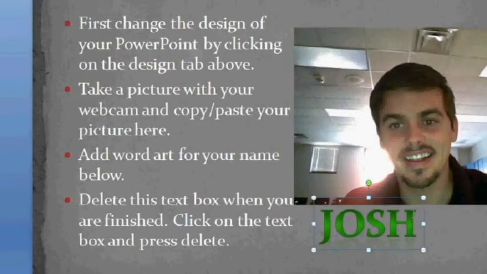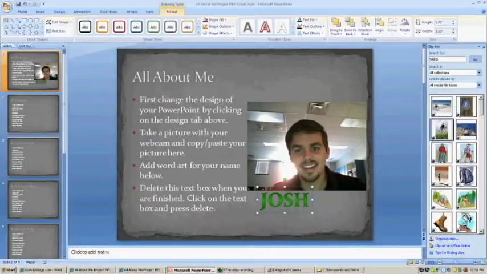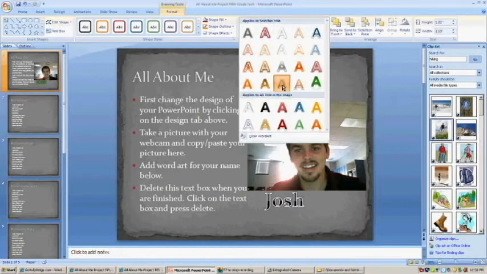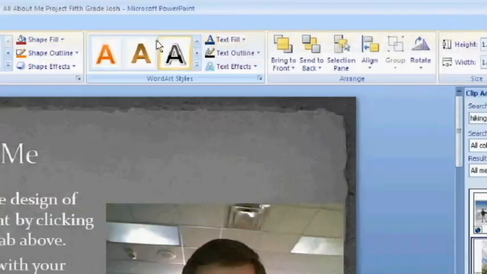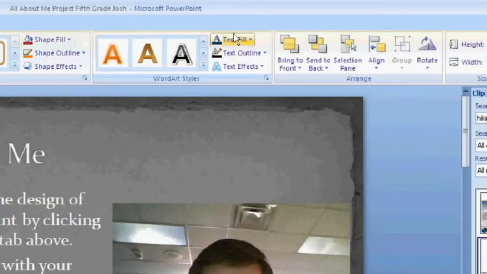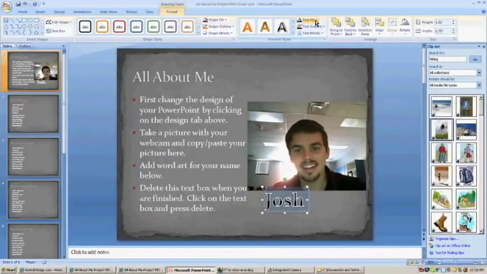To change the style of the word art, first highlight it, then go up to Word Art Styles, and you can change it to a different style. You can also change the text fill color. Make sure that you're selecting text fill and not shape fill.